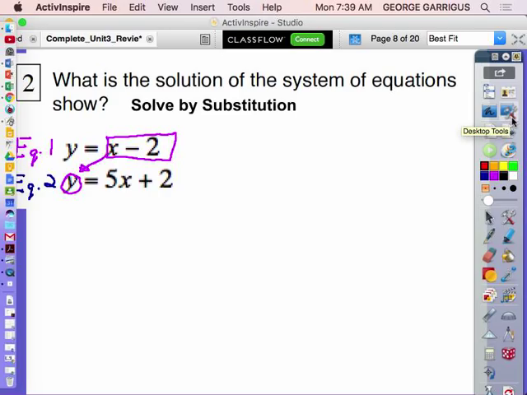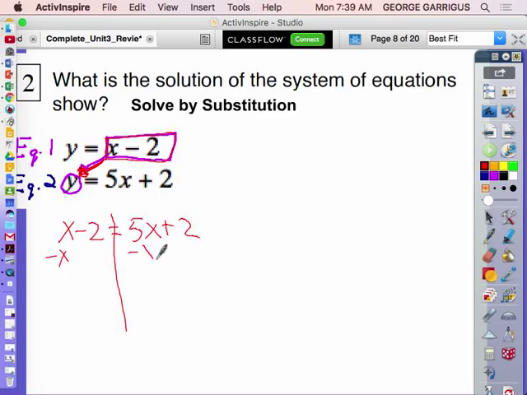Problem 2 can also be solved by substitution, an alternative method. We're going to substitute the x minus 2 in for this y right here, and we're going to get x minus 2 equals 5x plus 2. To make things quick, I want to get all the x's on one side, so I'll subtract x on this side. And since I don't want 0 on the left, I'm going to subtract 2. Make it real fast.